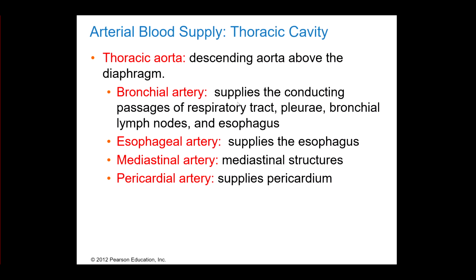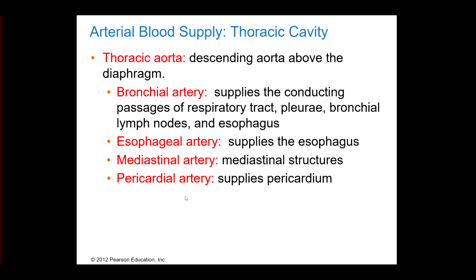So the thoracic aorta has a bunch of different arteries that come off of it that you're probably not going to see on the models that we have, but the names kind of tell you where they go. For instance, the bronchial arteries, if you think about it, are probably going to the lungs, where they're going to supply a lot of the respiratory tract, the pleura, which surrounds the lungs, the bronchial lymph nodes, and the esophagus. The esophageal artery, right, you can probably guess, goes to the esophagus. The mediastinal artery goes to the mediastinum, and then the pericardial artery is going to go to the pericardium.